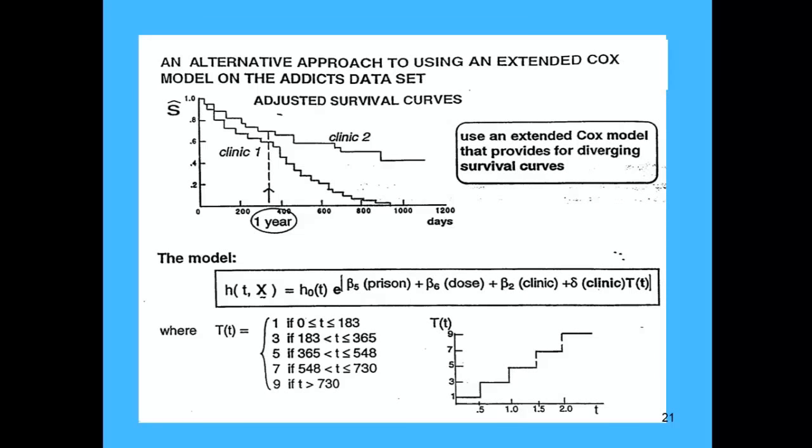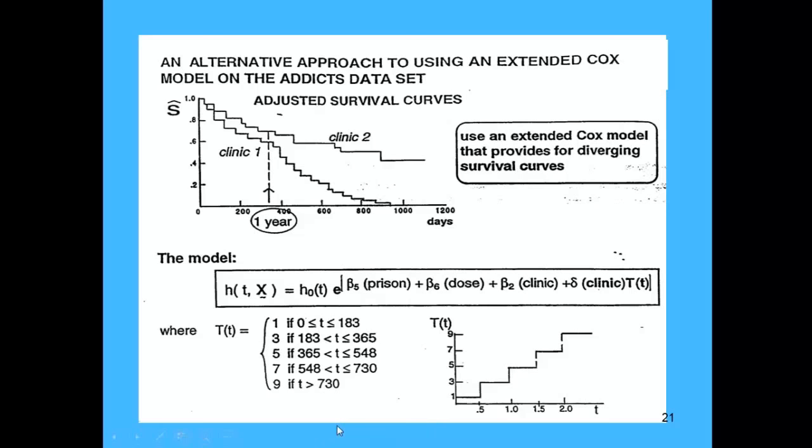Okay. Well, think about it. I've defined it here. T of T is 1, 3, 5, 7, 9, depending on whether T is between 0 and 183 days, 3 if T is between 183 and 365, 5 and so on. What's going on? What have I done here? What's 183? Half a year, right? So I'm saying let T of T be 1 if time is between the start of the study and half a year. Let T of T be 3 if we're talking about half a year to 1 year. Let it be 5 if you're going from 1 to 1.5 years. That's what you're doing here. Okay, that's what T of T is. It's really a step function.